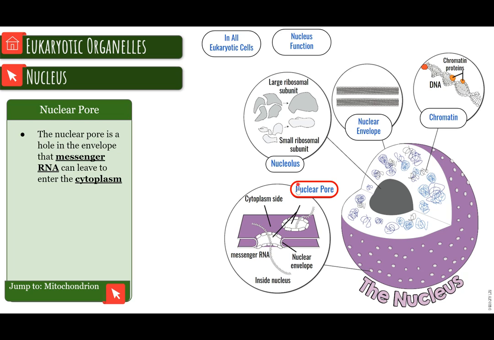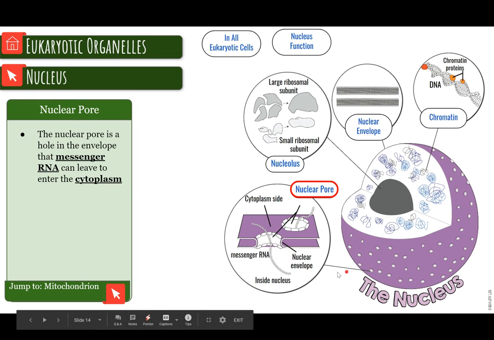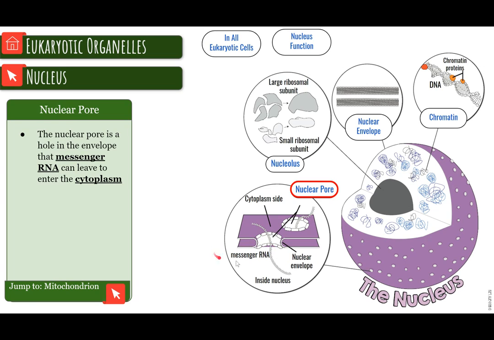Last, we have our nuclear pores. These are basically holes in the nuclear envelope or the nuclear membrane that allow for the transfer of molecules such as messenger RNA, which we'll learn about much later. But these pores allow for this RNA to enter and leave the nucleus so that the nucleus can communicate with the rest of the cell and the other organelles.